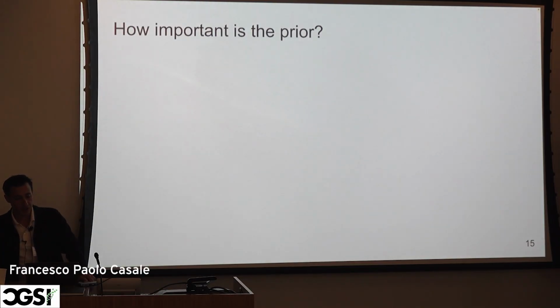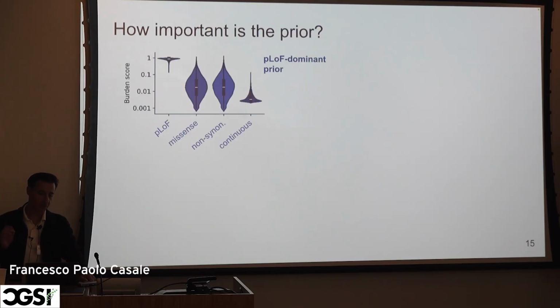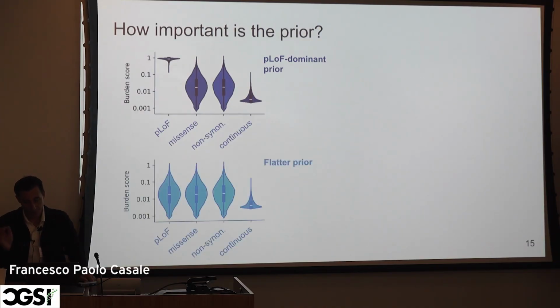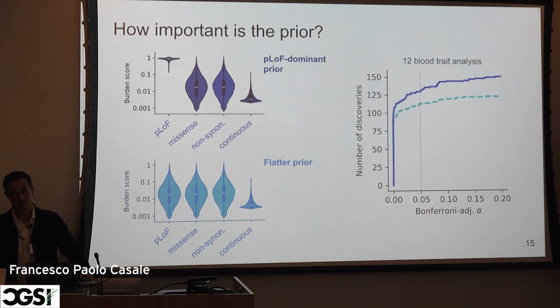Great. One question that we get a lot is how important is the prior? And I mean, we made these choices, and we decided to put a lot of weight on pLoF and down weight all others. How about we consider a flatter prior where pLoF, missense, and non-synonymous get the same weight? And we see that this really makes a big difference, right? So a pLoF dominant prior gives a much larger number of discoveries.